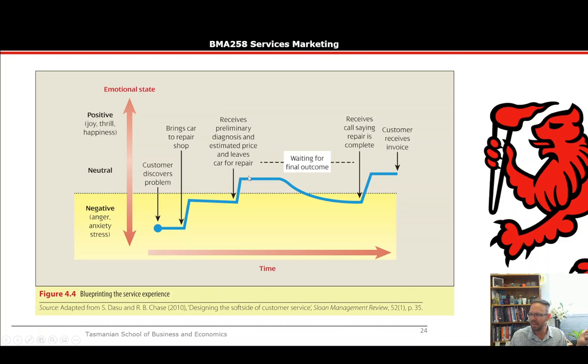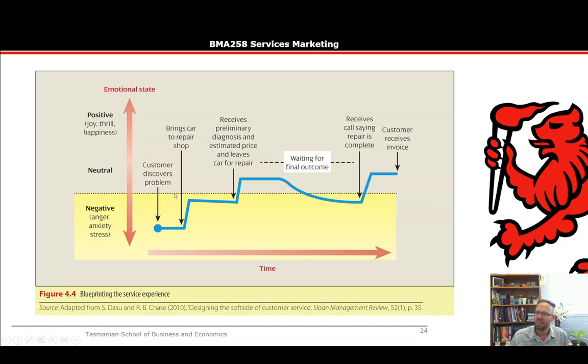Now that's going to hold for a while, but they're waiting for the car to be fixed. So over time, that emotional state's going to start to dip, and they're going to start going into the negative. But then they receive the call saying that your car's complete, it's done, and then they return to a positive emotional state, and then they receive the invoice, and hopefully, because we've told them how much it's going to cost, the invoice is what they're expecting, so their emotional state should stay the same. Sometimes, like here, they go, oh, we're giving you a little discount, and that lifts the emotional state up at the end, right?